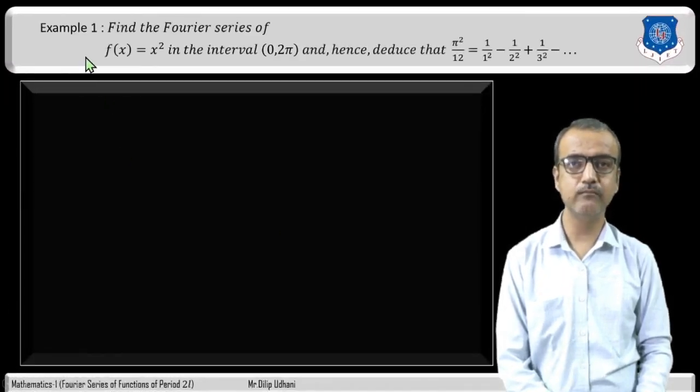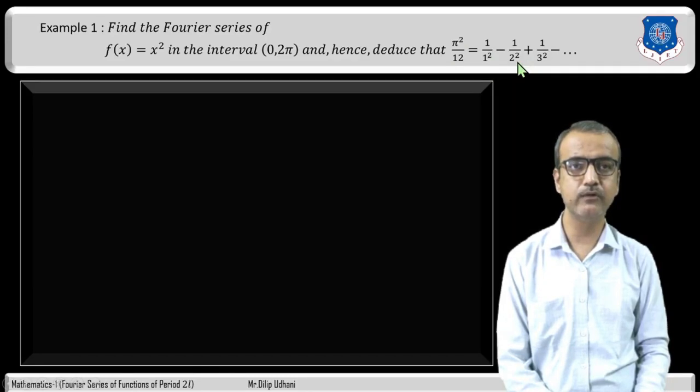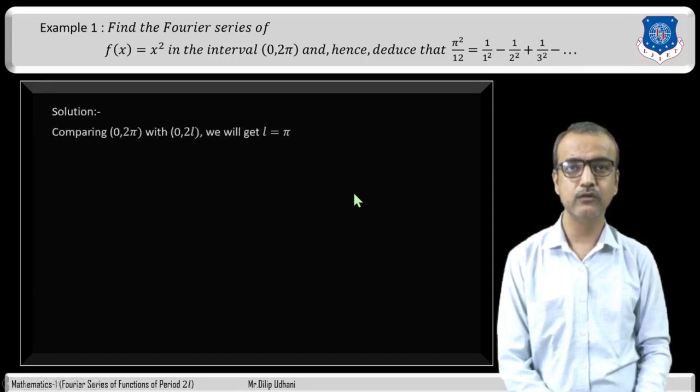Now we will see example number 1 related to this topic: find the Fourier series of the function f(x) equals x square in the interval 0 to 2 pi, and hence deduce that pi square by 12 equals 1 upon 1 square minus 1 upon 2 square plus 1 upon 3 square and so on. Comparing 0 to 2 pi with 0 to 2L, we have 2L equals 2 pi, so definitely the value of L is pi.